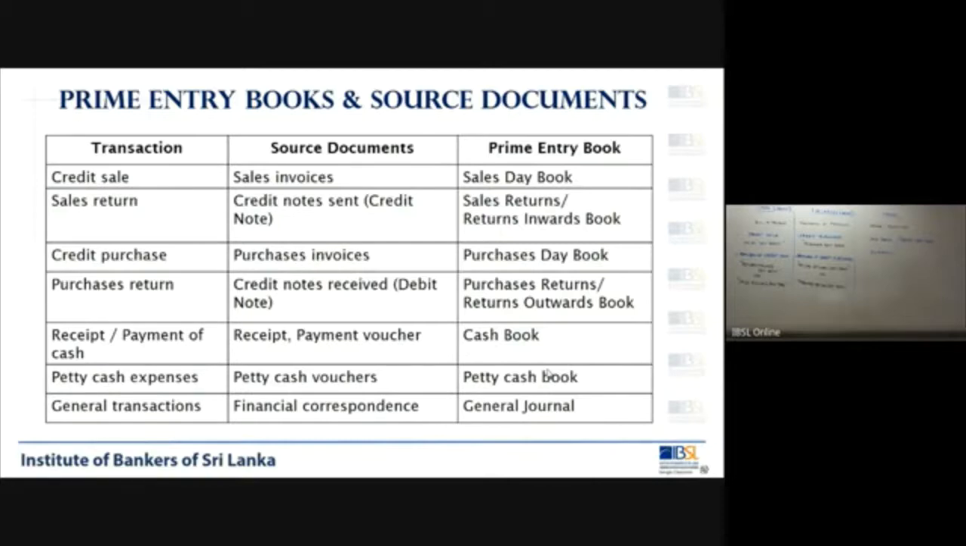When there is a purchaser's return, you will receive a credit note or you will get a debit note, which will be entered in the purchaser's return day book. For receipt or payment of cash, you need a receipt or payment voucher, and it will be entered in the cash book.